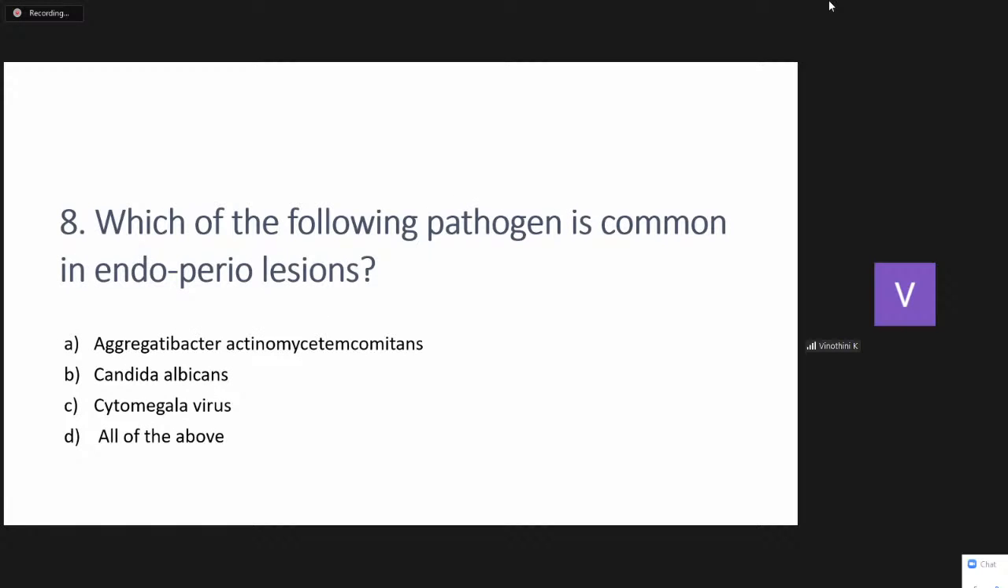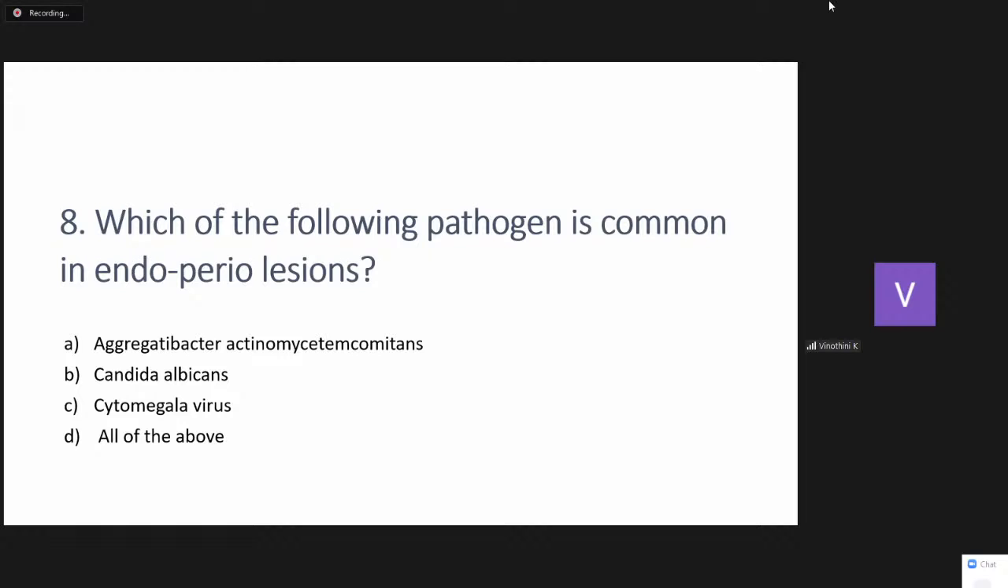And which of the following pathogens is common in Endo Perio Lesion? Aggregatibacter actinomycetemcomitans, Candida albicans, cytomegalovirus. What is the answer? Any guesses? Yeah, this is correct. Aggregatibacter actinomycetemcomitans is there. But the thing is, Candida albicans and cytomegalovirus are also going to be there. Okay, so all three are going to be there.